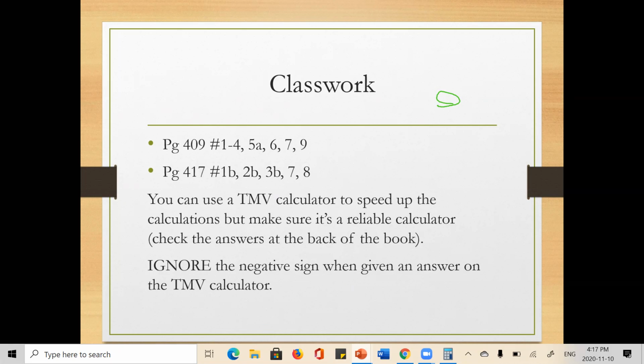Okay. Again, make sure you practice using the calculator and also use the TMV calculator. There are multiple resources you can use for that as well. Feel free to look them up. But for now, you can use the one that I posted a link for.